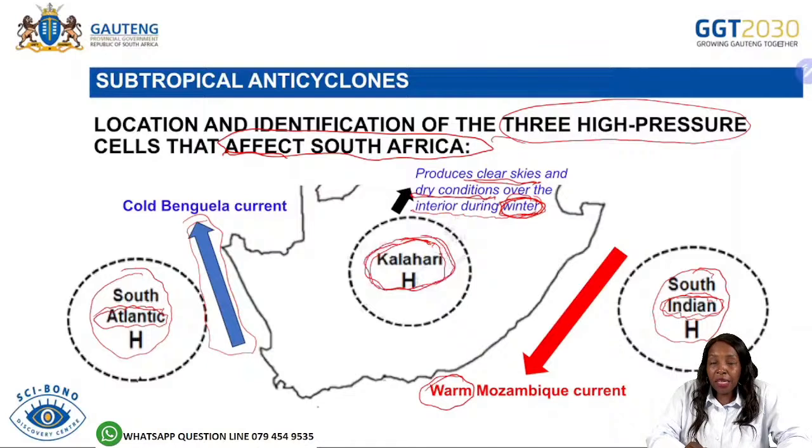And remember its characteristic, we said it's subsiding air. So if the air is subsiding around a high pressure cell, we cannot then expect the formation of clouds and any form of rainfall. Hence, we say that it brings in dry conditions over the interior. So there is subsidence of air, and the air that subsides is hot and dry, and it doesn't lead to the development of clouds.